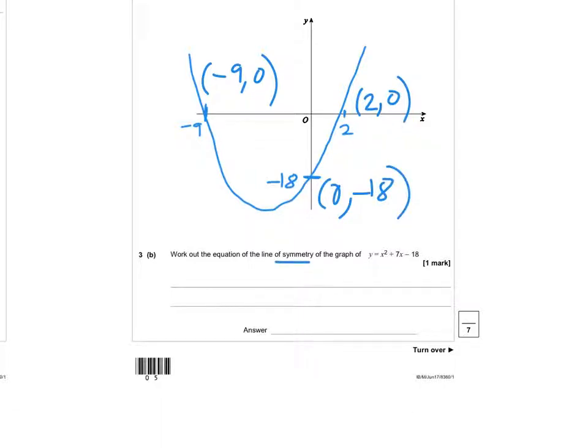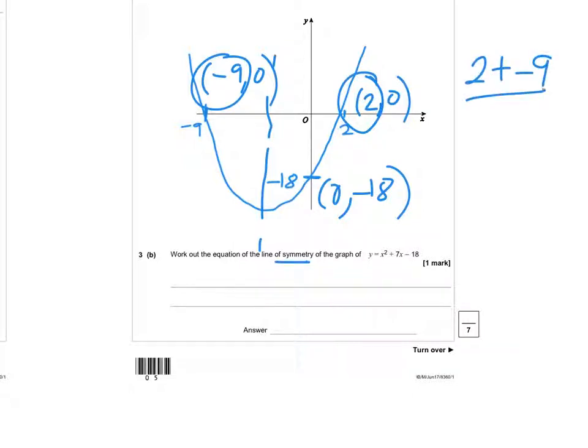And symmetry will be exactly in between here and here. It'll be exactly in the middle, exactly between 2 and -9. If I add them and divide by 2, I'll get -3.5. And it's x = -3.5 at this point here.